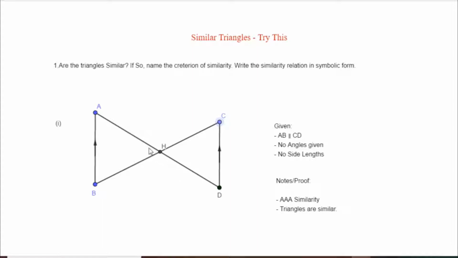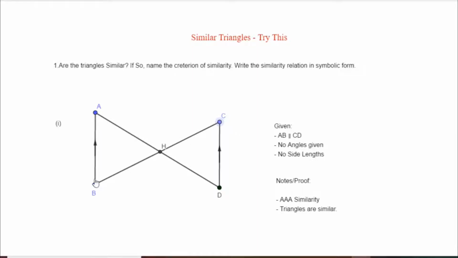The angles formed due to intersection of lines AD and BC are known as vertical angles. That means angle AHB and angle CHD are vertical angles. Similarly, angles formed at B and C, that means angle ABH and angle HCD, are known as alternate angles. Similarly, angles formed at A and D are alternate angles. So when alternate angles are formed between two parallel lines, they will always be equal.